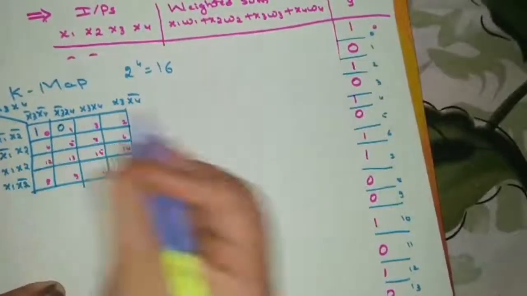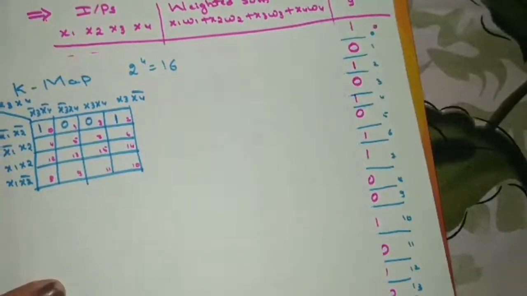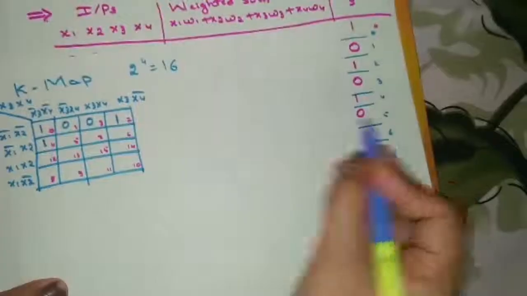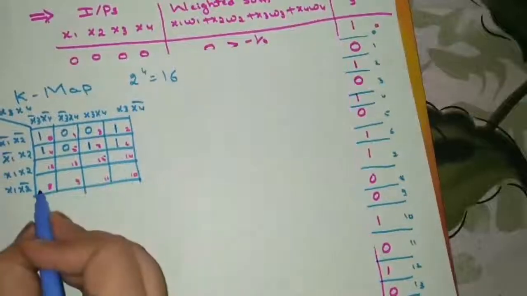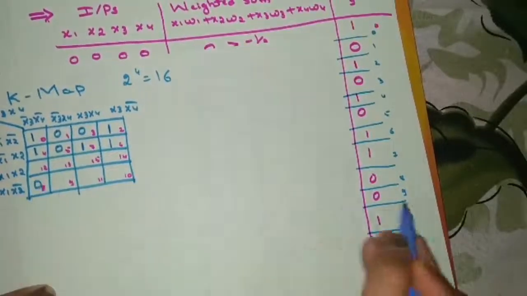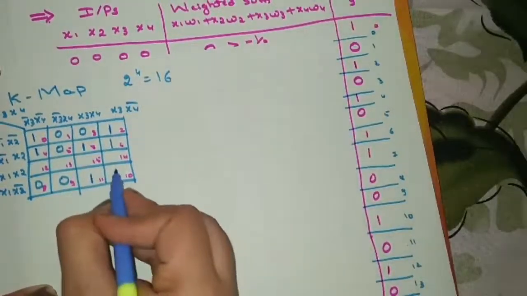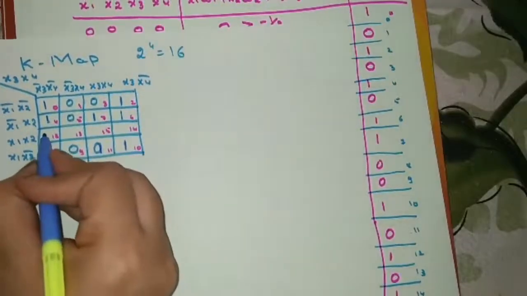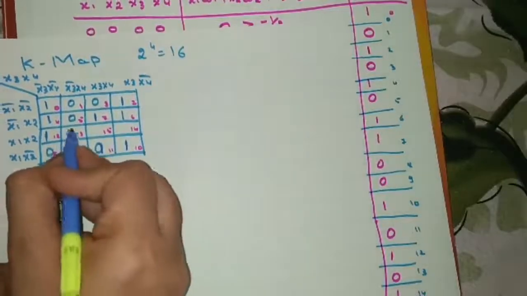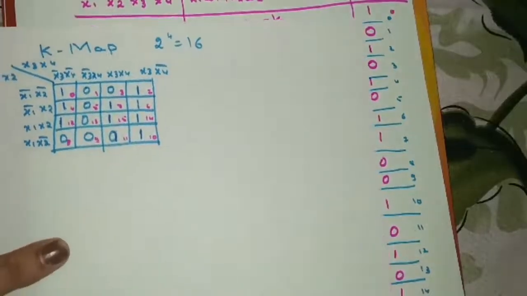1, 0, 2 we will write here, 1, 0. 4 is 1, 5 is 0, 6 is 1, 7 is 1, 8 is 0, 9 is 0, 10 is 1, 11 is 0, 12 is 1, 13 is 0, 14 is 1, 15 is 1. Okay, we have drawn the K-map now.